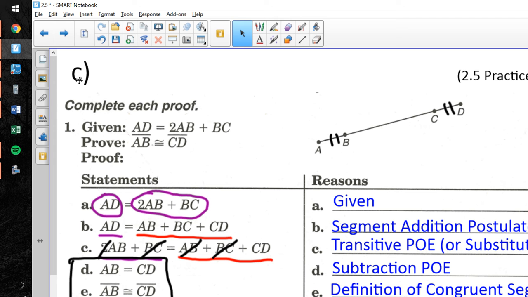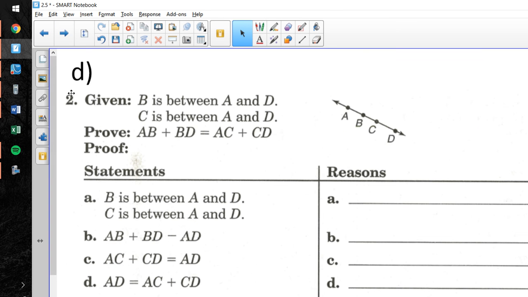All right, everybody, so there's example C. Let's keep rolling into D. Okay, and in this one right here, we've got this concept of being between. That's not something we deal with too much, but we'll see if we can plow our way through. We're trying to prove that AB plus BD, so the first little segment plus the second and third put together, is equal to AC, which is the first two, plus CD, which is the last one.